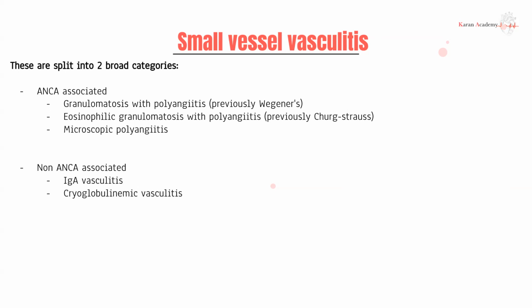Polyangiitis just means that there are multiple small vessels being affected, so it's an inflammatory process affecting many of the small arteries. And then you have non-ANCA associated small vessel vasculitis, so IgA and cryoglobulinemic vasculitis. The only difference being that ANCA is not positive.